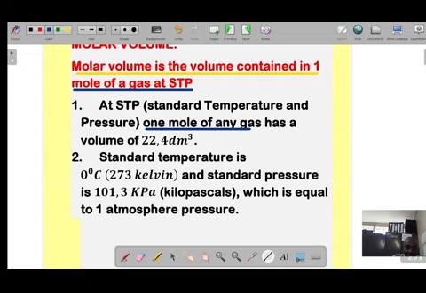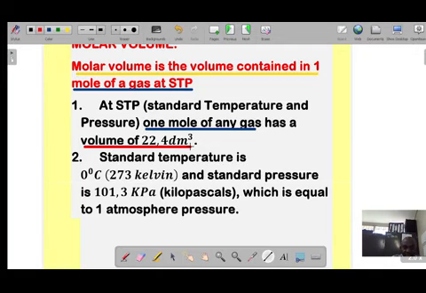whether it is oxygen, whether it is hydrogen, whether it is nitrogen, name it, any gas at STP, that is at standard temperature and pressure, it has got a molar volume of what? Of 22.4 decimeters cubed. Please note, listen down guys. We're saying that at STP, the molar volume of any gas is 22.4 decimeters cubed. What is molar volume? The volume contained in 1 mole of a gas at STP.